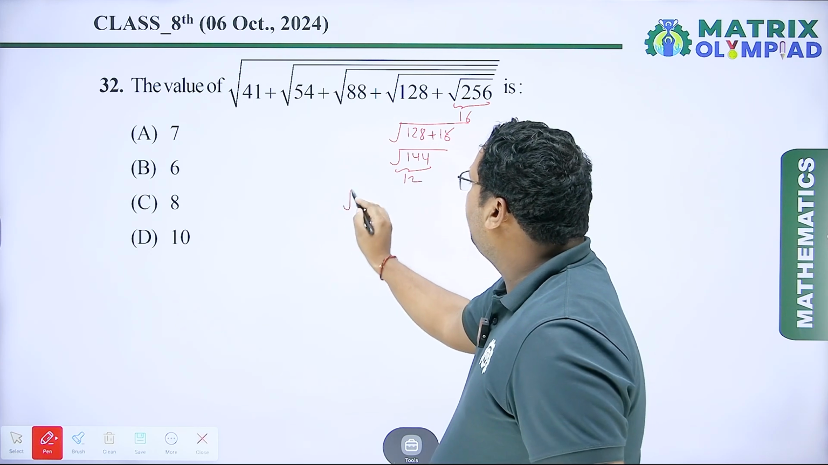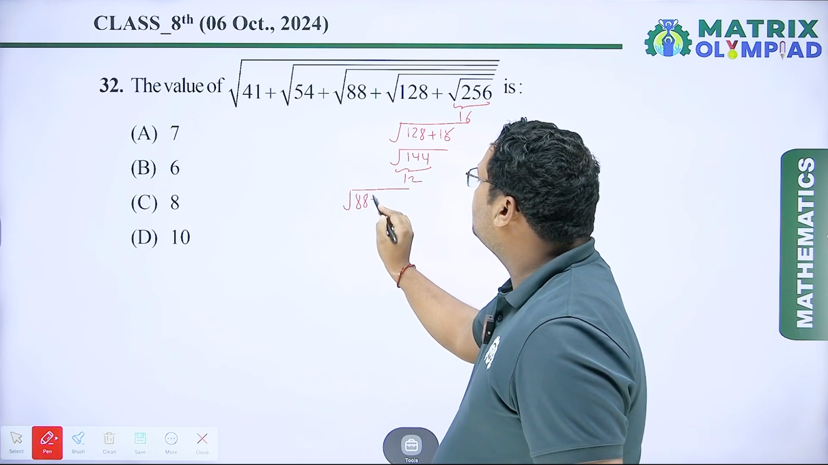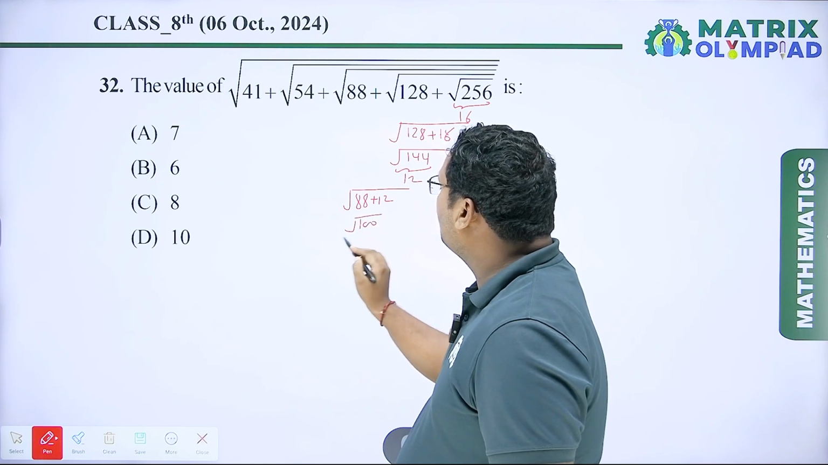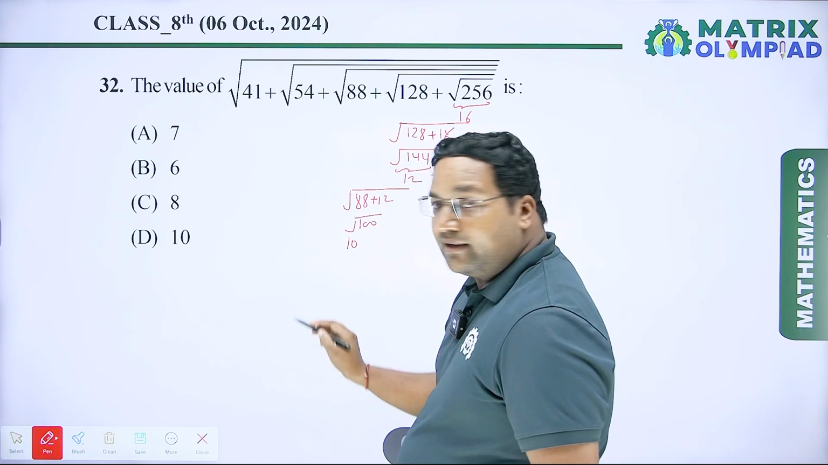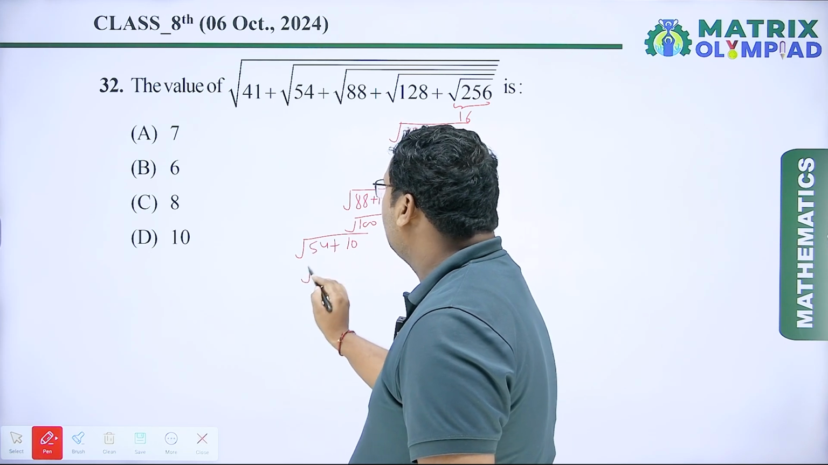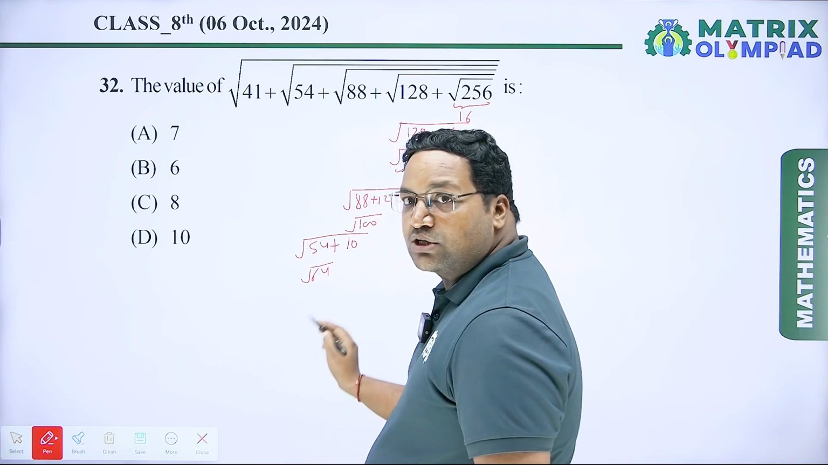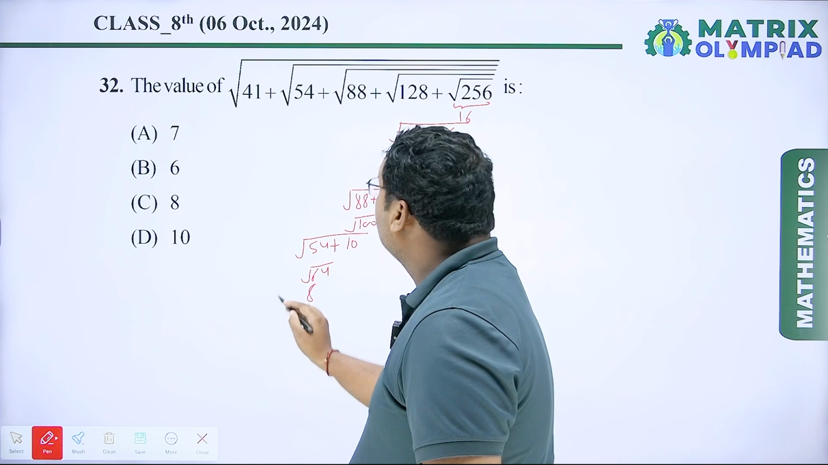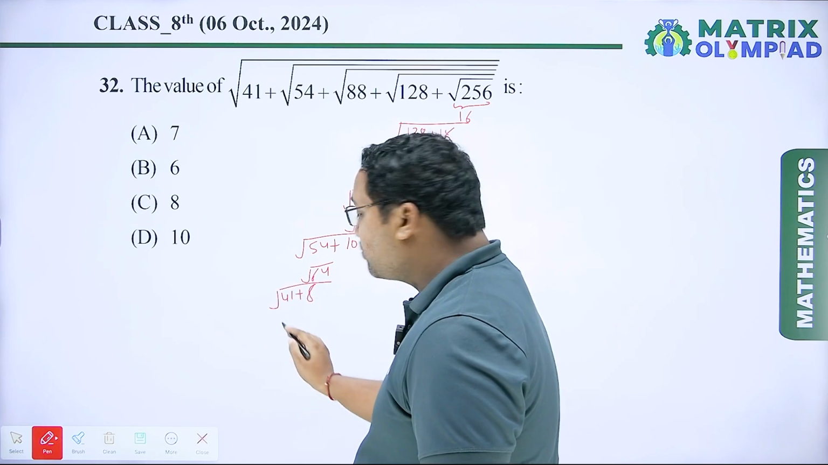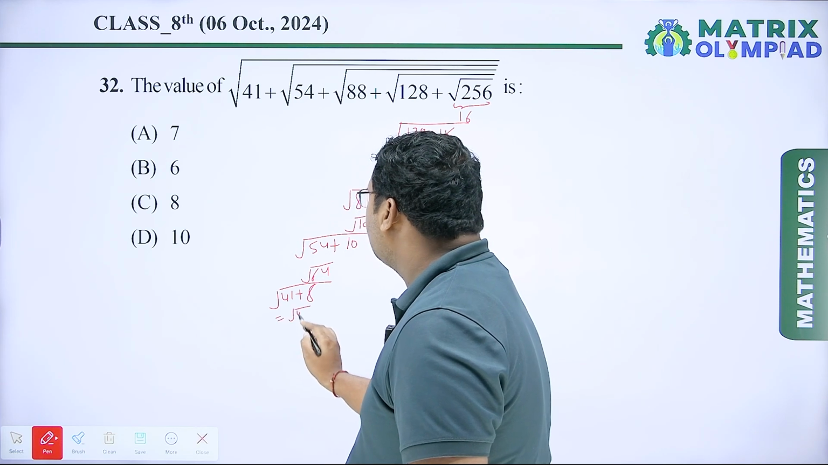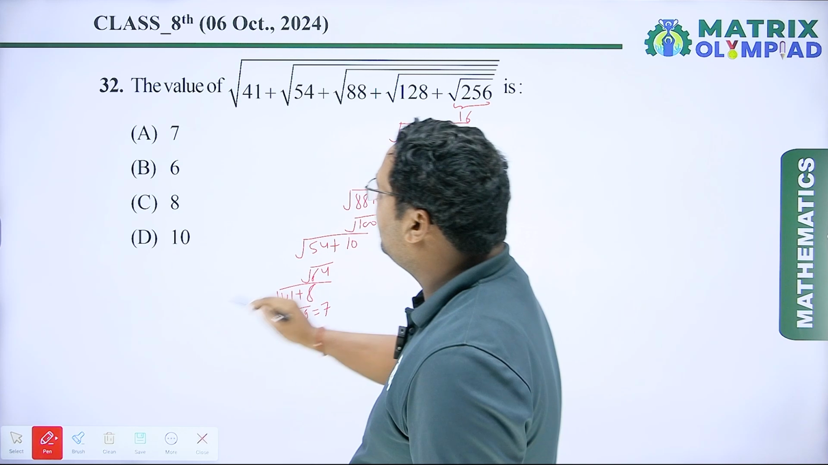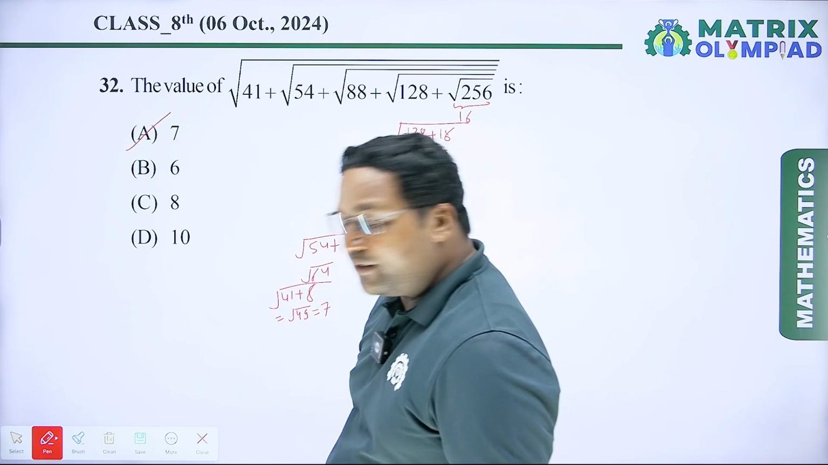So next is 88 plus 12. So we will get square root of 100. Square root of 100 is 10. And here is 54. So 54 plus 10 is square root of 64. Square root of 64 is 8. So it is 41 plus 8. So square root of 41 plus 8 means square root of 49, which is equal to 7. So the square root of this number is 7, which is option number A.